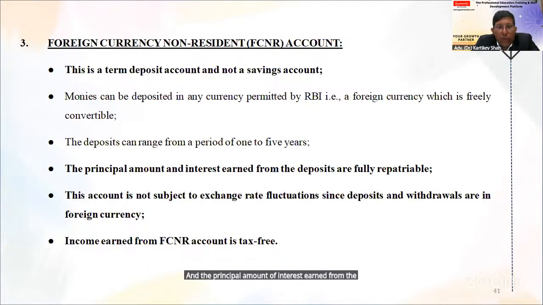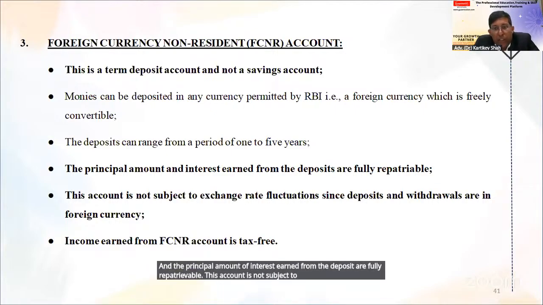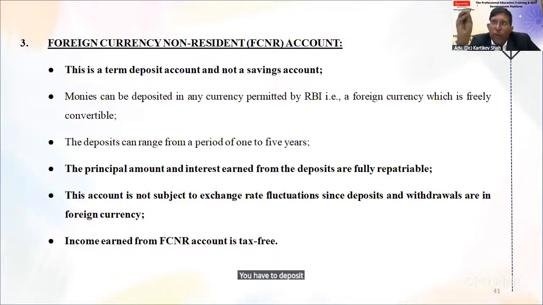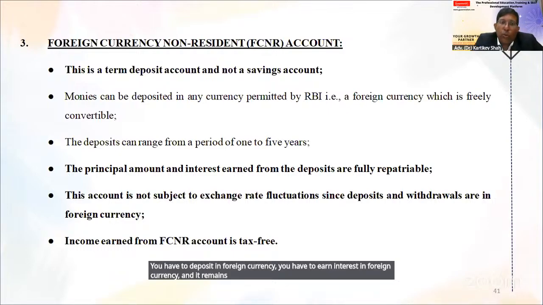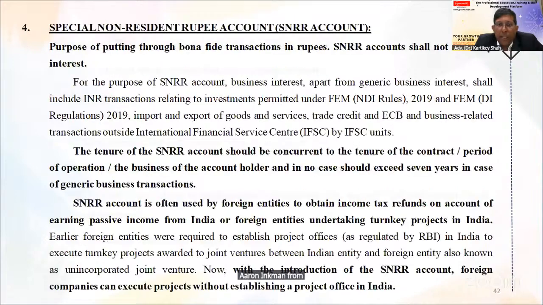This account is not subject to exchange rate fluctuations since deposits and withdrawals are in foreign currency, right? So there is no exchange rate fluctuation because it is not being converted into Indian rupees. It remains in foreign currency. You have to deposit in foreign currency, you have to earn interest in foreign currency, and it remains in foreign currency. So there is no scope of exchange rate fluctuation. And income earned from an FCNR account is tax-free.